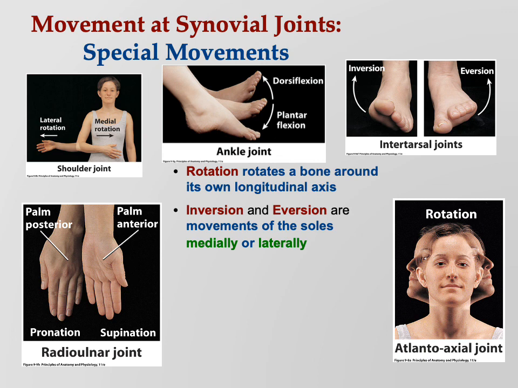Notice, by the way, for rotation in the lower right, your atlantoaxial joint. We looked a moment ago at your atlanto-occipital joint. That's where you could have flexion, extension, and hyperextension. The atlantoaxial joint, that's where atlas and axis come together. So remember, atlas rotates around the dens, or the odontoid process of axis. That's how you shake your head no. Turn your head from side to side. You're literally rotating atlas around the dens of axis.